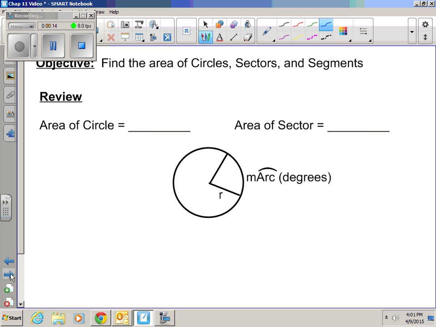First of all, let's review. The area of a circle is pi r squared, and the area of a sector is the piece of that circle. So it's going to be the central angle over 360 times the area of the circle. Central angle over 360 is a fraction times the circle, pi r squared.